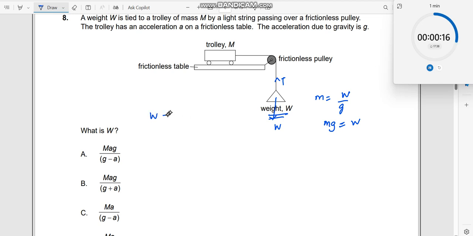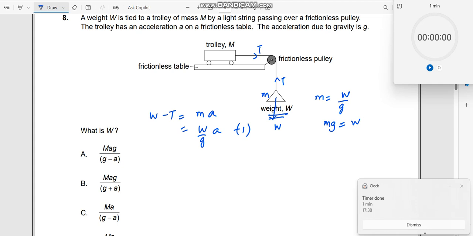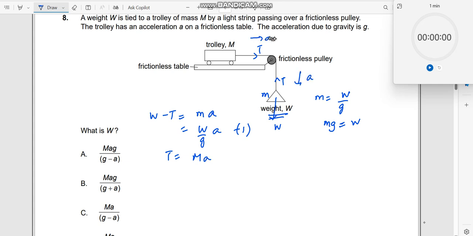So I can write W minus T is equal to mass M into A. What is this mass M? The mass of this triangle here. But this M, I already know it's W by g. So I will write this as W by g into A. This is the first equation. For the second equation, the same tension acts over here, so we can write T is equal to capital M into A, because if this moves with an acceleration A, this should also move with an acceleration A. This is equation number 2.